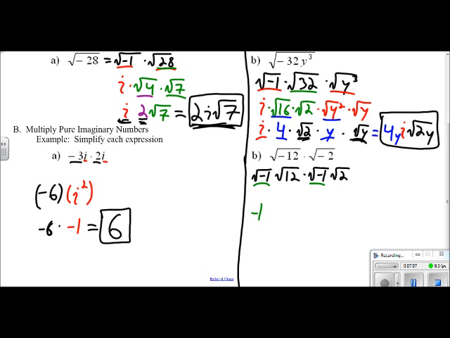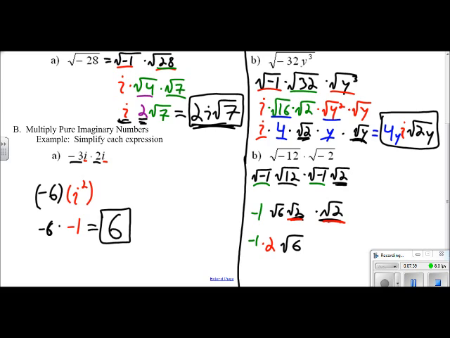Now, our square root of 12, we can break that down into square root of 6 and square root of 2, which is helpful because we have another square root of 2 over here. So we have to bring it down, but we see that they pair up. So in this case, our negative 1 stays there. Square root of 2 and square root of 2 multiply together to make a 2. And we still have our square root of 6.